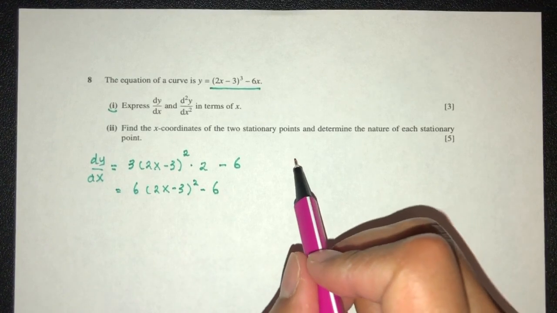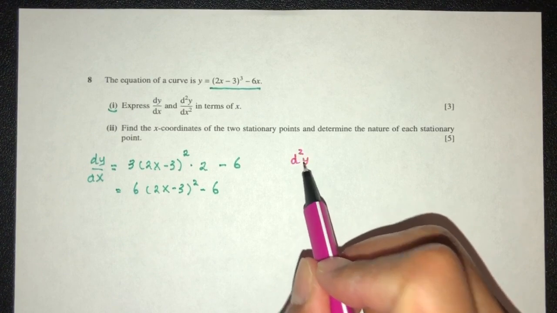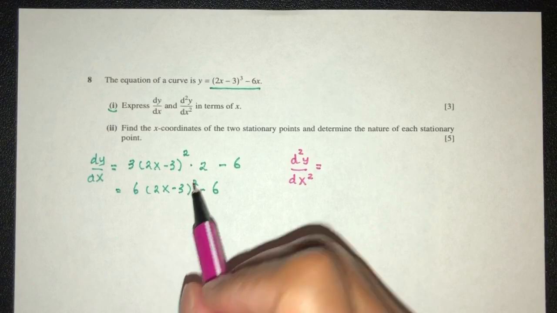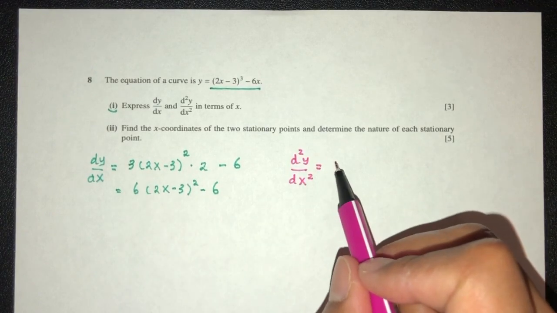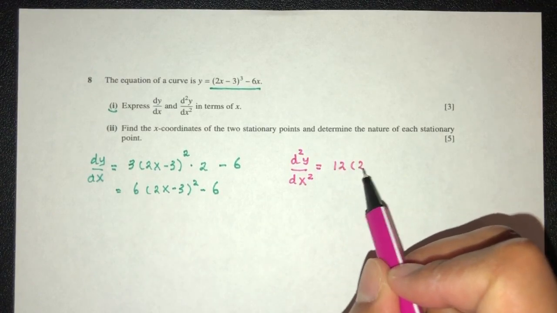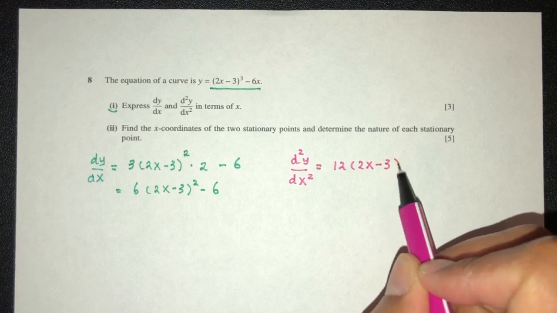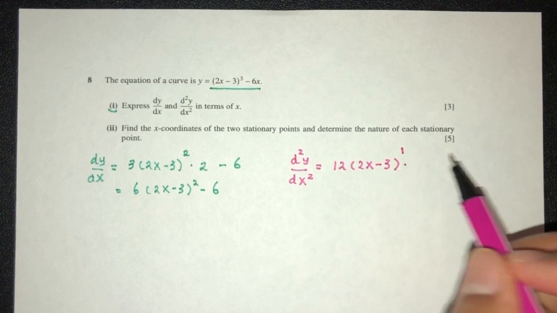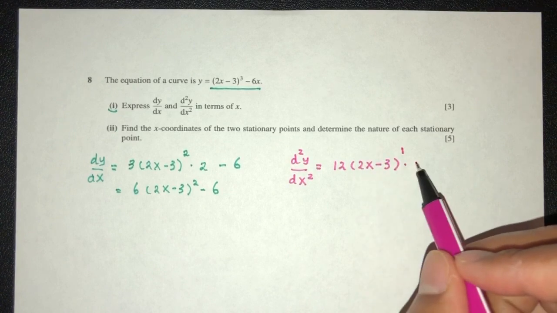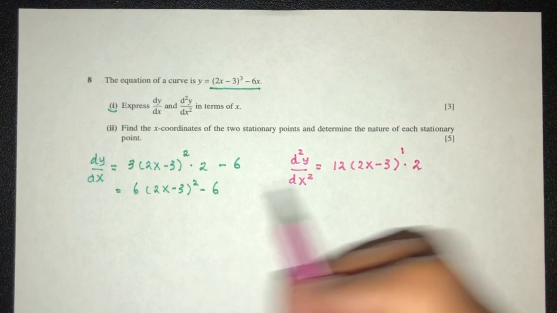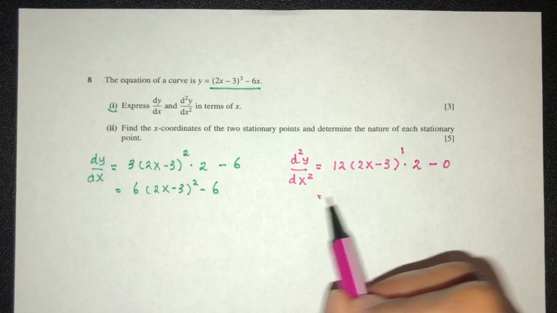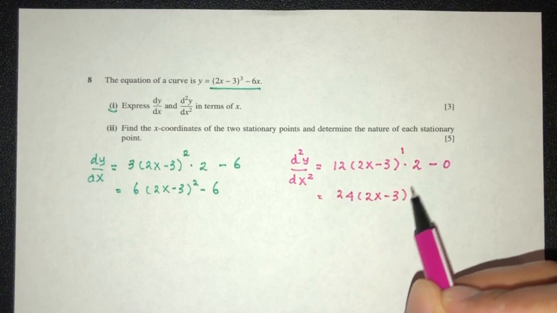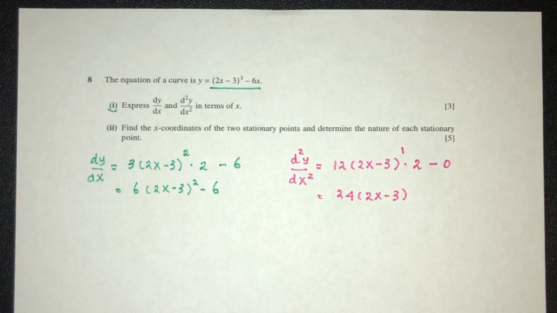Now moving on, d2y by dx2. That should be what? First multiply by the power again. You will have 12, that will be 2x minus 3. Then minus 1 from the power becomes 1. 2 minus 1 is 1. Then multiply by d by dx of the value inside, that should be 2. Then this will become 0. That should be 24 (2x minus 3) to the power 1. That is part 1 of the question.